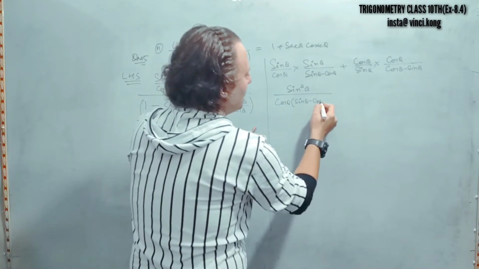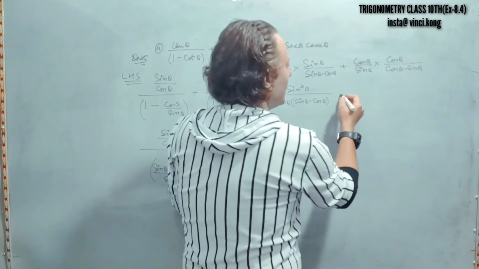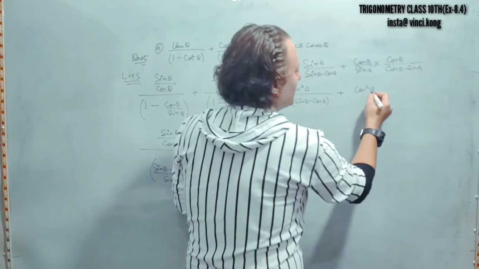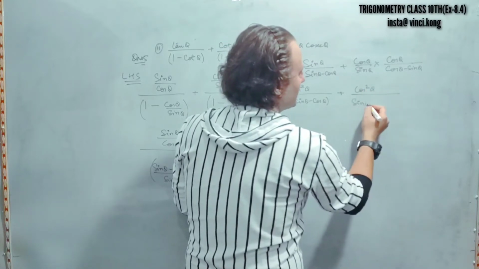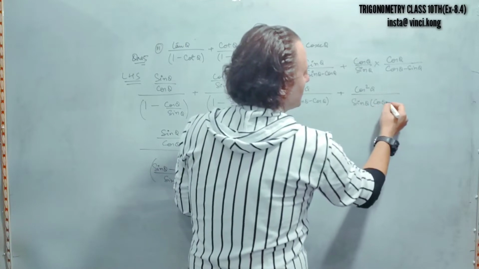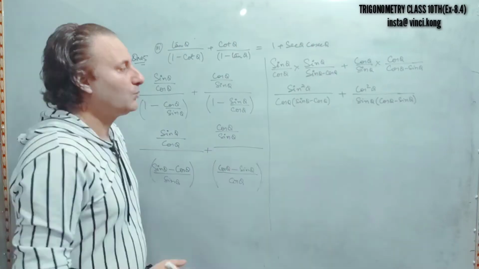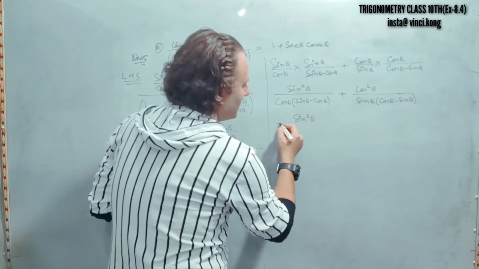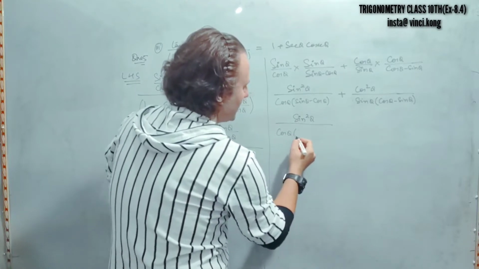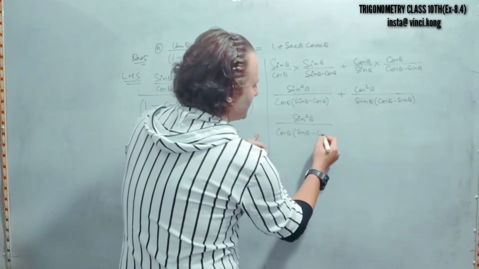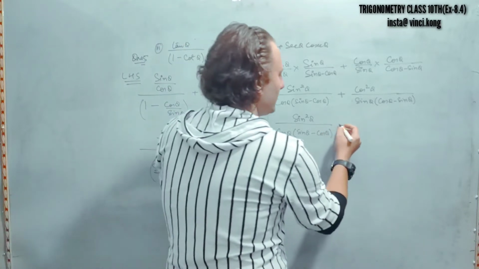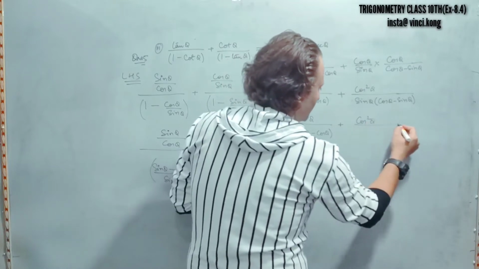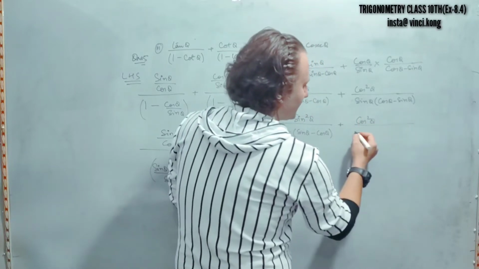into sine theta minus cos theta. Now I have a positive sign here, then cos theta into cos theta is cos square theta divided by sine theta into cos theta minus sine theta. What I'm going to do, I will just write sine square theta upon cos theta into sine theta minus cos theta. Here I will take positive sign, and let me write this one more time just to make you understand. I'm taking a negative sign out.